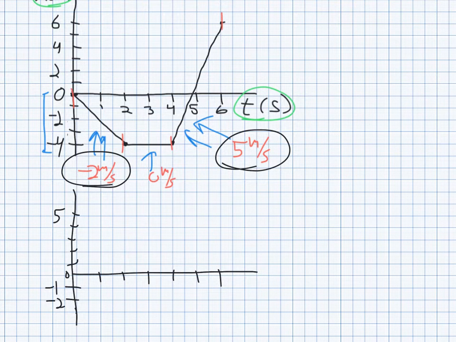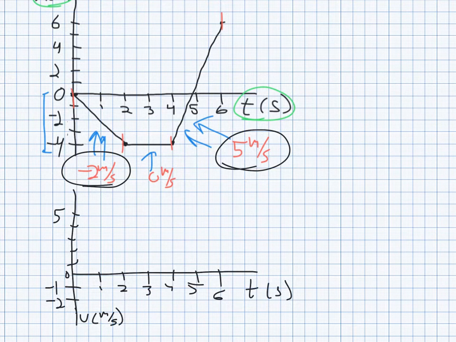And then 1, 2, 3, 4, 5, 6. And because it's a graph, I'm going to label it properly. So this should be velocity in meters per second, and this is time in seconds.